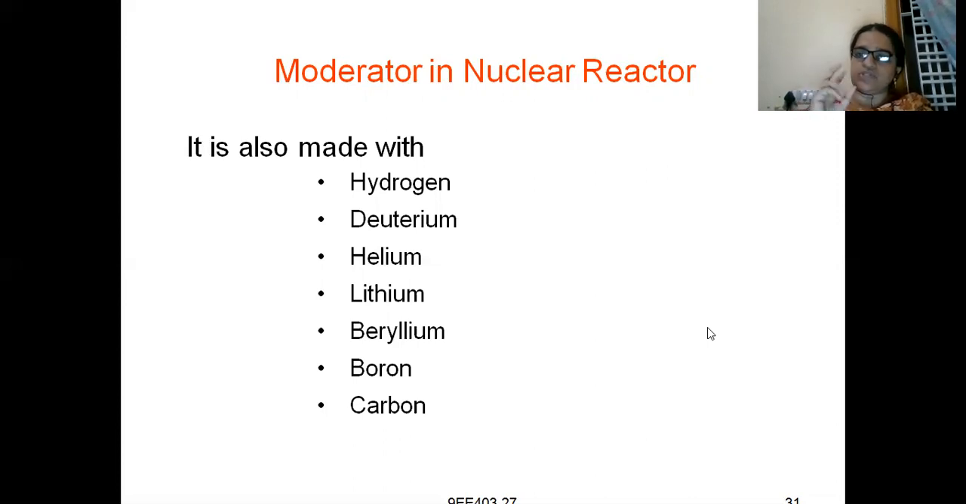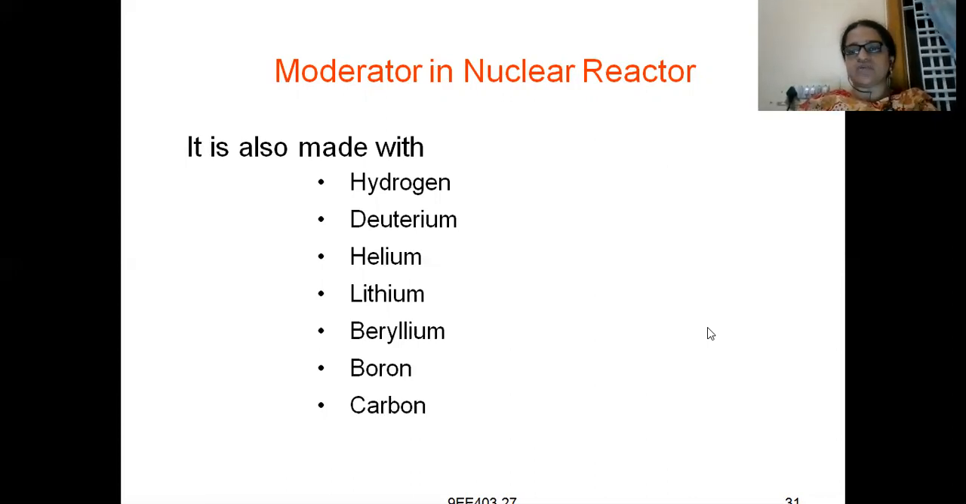Isotope of hydrogen with atomic mass 2. Next is helium, next is lithium, next is beryllium, next is boron, and next is carbon. These are all moderators. These are the substances which can be used in the preparation of a moderator, or which can act as moderators in a nuclear reactor.